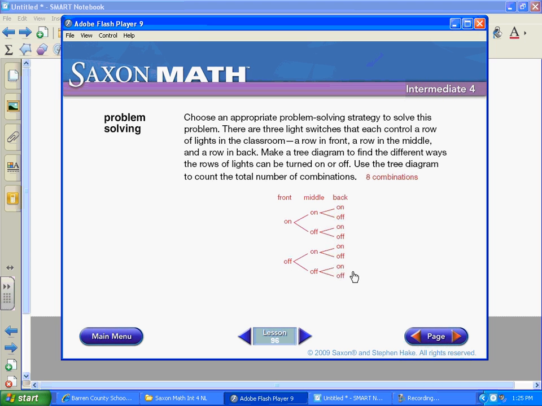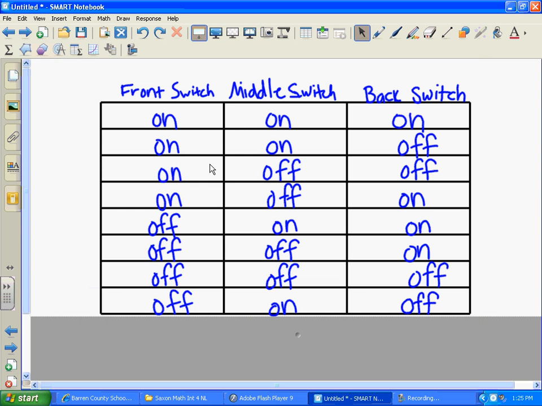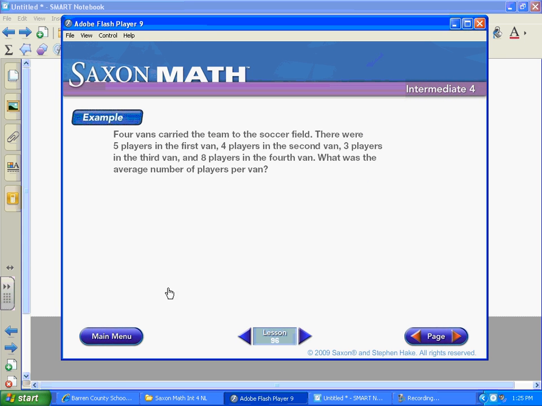Okay, so depending on your learning style, you may like the tree diagram and understand that, but this is what really made sense to me, and just checking to see if I had that combination yet. Okay, and we're finished.